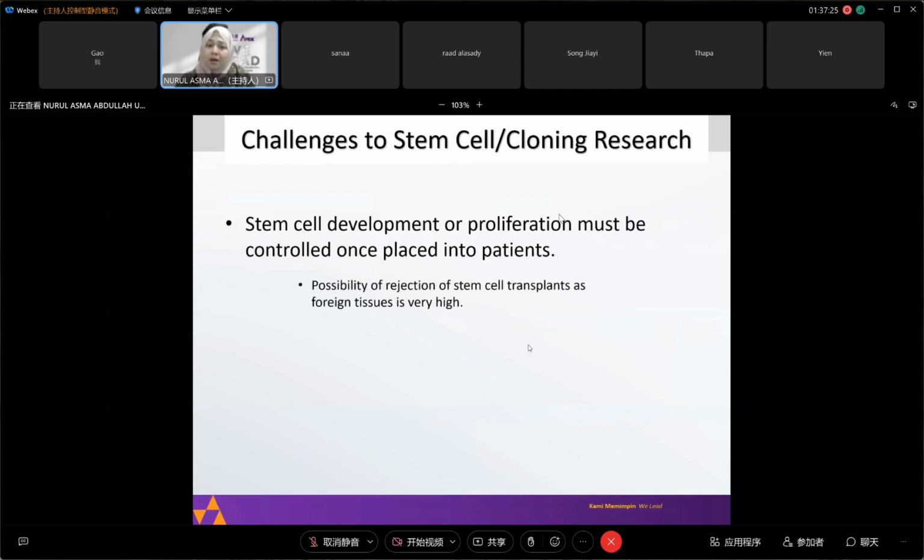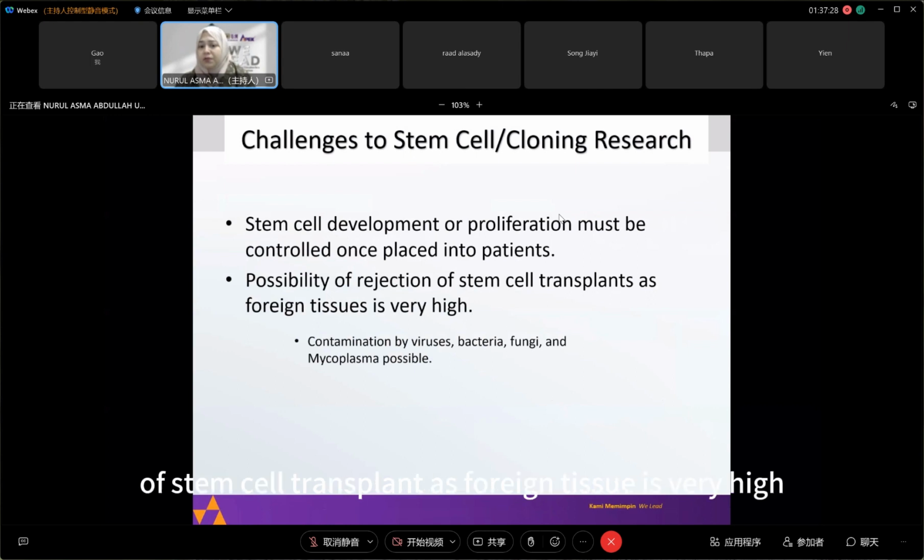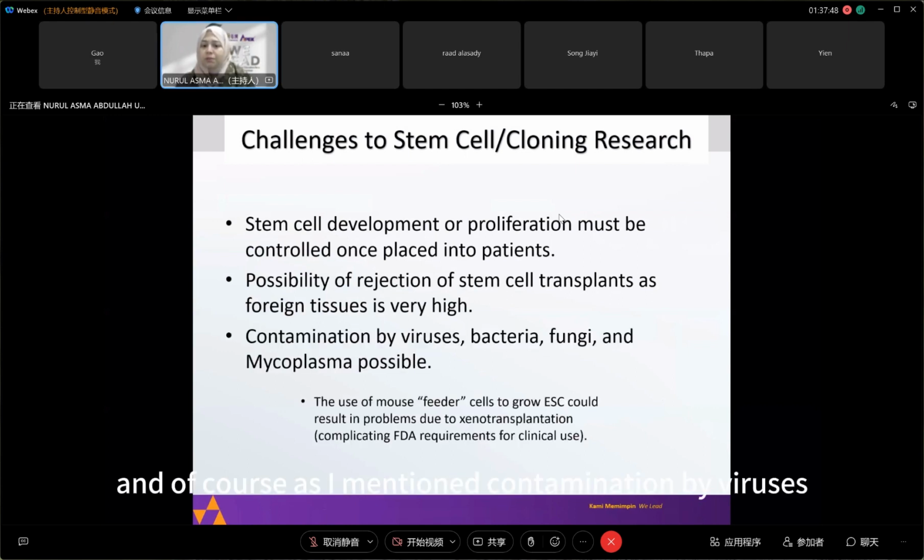And the possibility of rejection of a stem cell transplant as foreign tissue is very high. When it comes to foreign tissue, it means you are using donor cells, from the bank cells. So you have to make sure that it is matched genetically to avoid rejection. And of course, as I mentioned, contamination by viruses, fungus, bacteria, and mycoplasma is very high because you conduct it in a lab environment. There are possibilities.